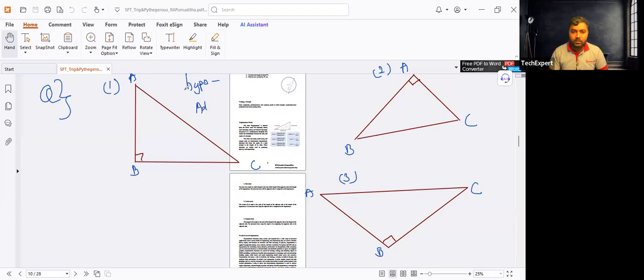Hypotenuse, adjacent side, adjacent, then opposite. You can use AB lane. Wait, I haven't given the angle. This is theta. Sorry about that. Theta is in here, theta is in here. Now you can find.